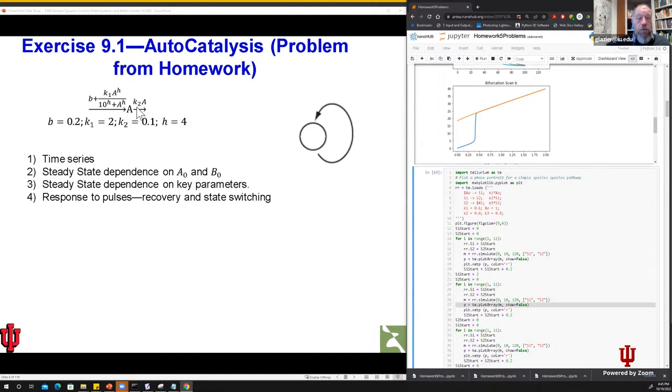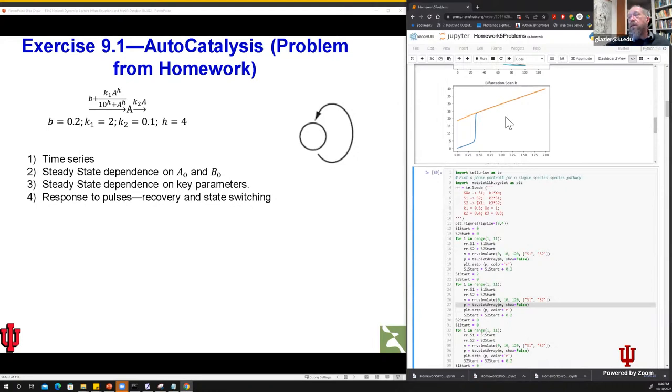Now let's think about K2. What's going to happen with K2? If K2 is small, and I started out with it pretty small, I know I have two states. Suppose K2 is big, and we're talking about big now in relation to B and K1. Suppose K2 were 10. K2 controls the rate at which I lose A. The bigger K2 is, the faster A disappears. So what would I expect in my steady states? If I increase K2, are my steady states going to go up or down? They'll only go down. The only steady state you have is the low A.